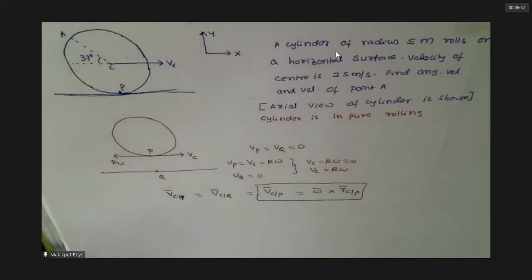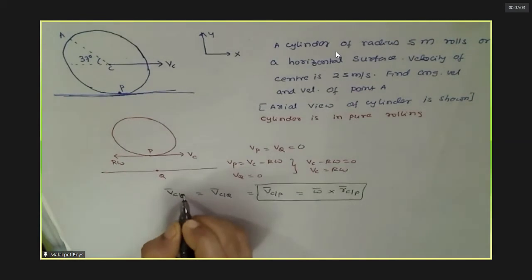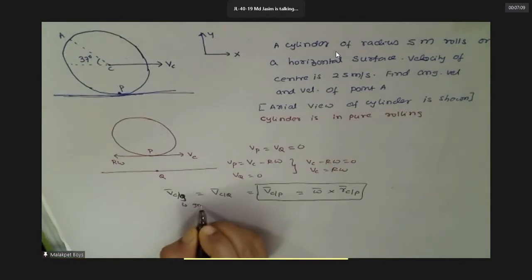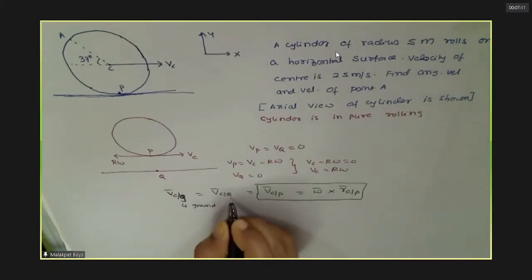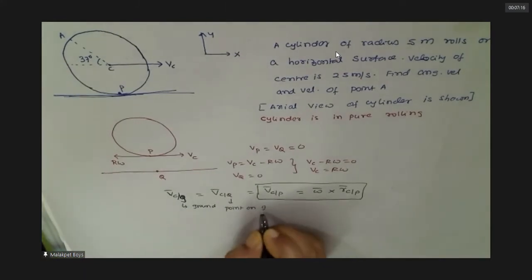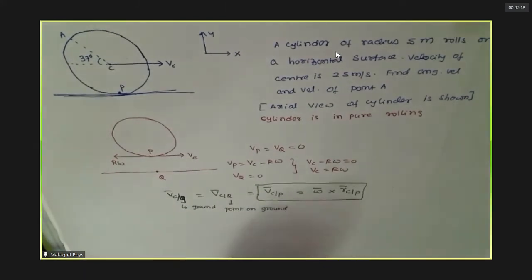This we see with respect to the first letter. What is that letter? G is ground. P is also a point, no? Same velocity, zero. Any doubt till here?